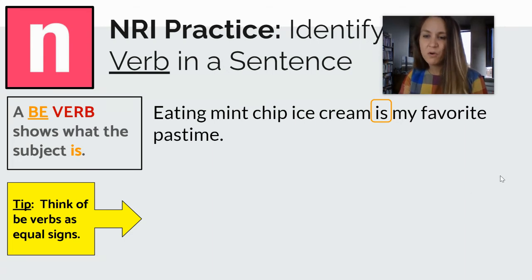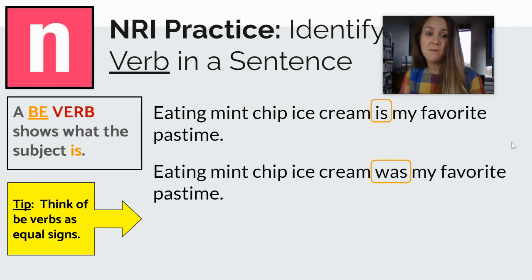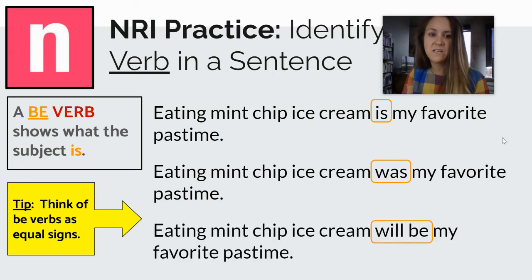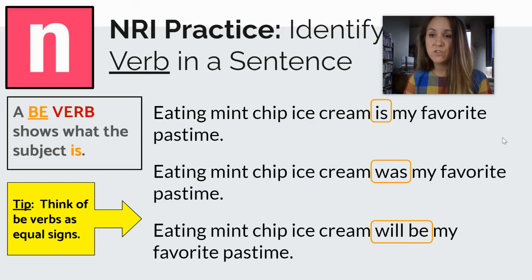For be verbs, the important thing to remember is that they look different when they change tense, so just don't be tricked by that. So eating mint chip ice cream was my favorite pastime. Eating mint chip ice cream will be my favorite pastime. So just be aware of the tense as well.